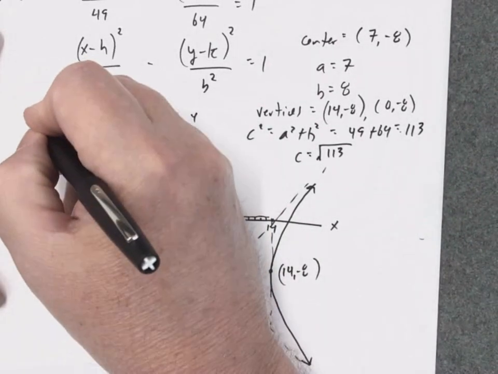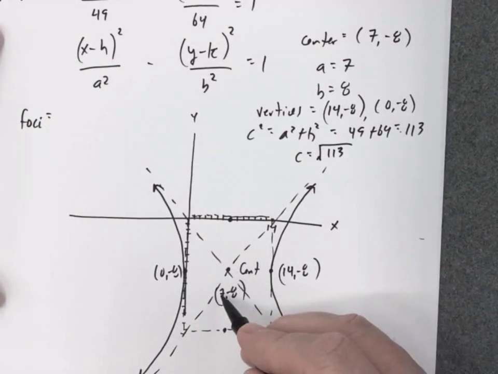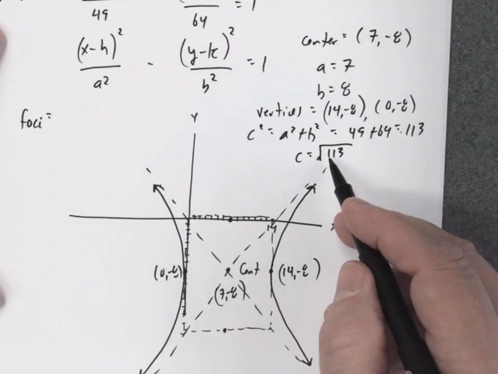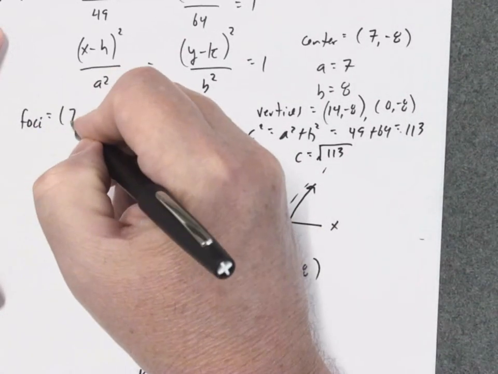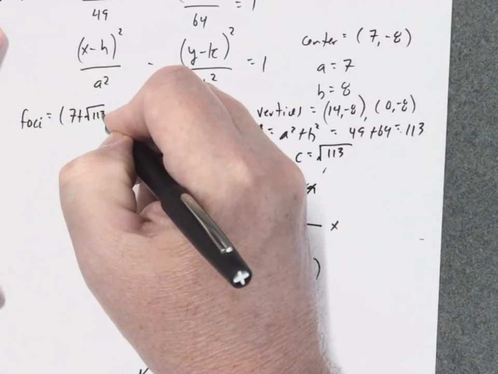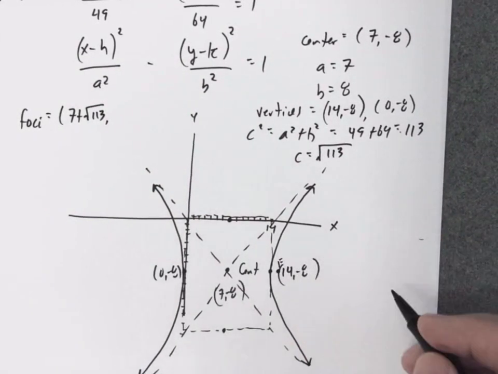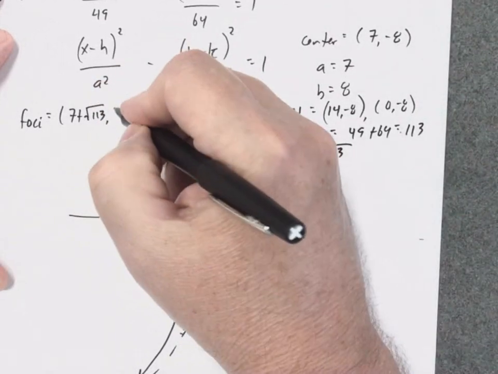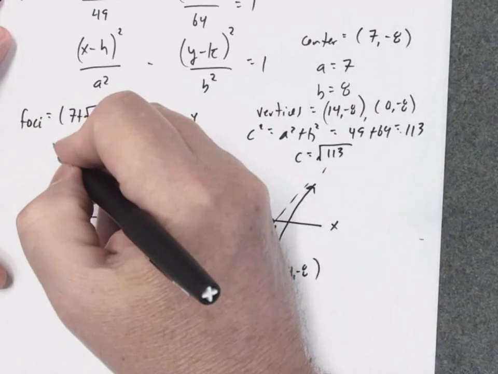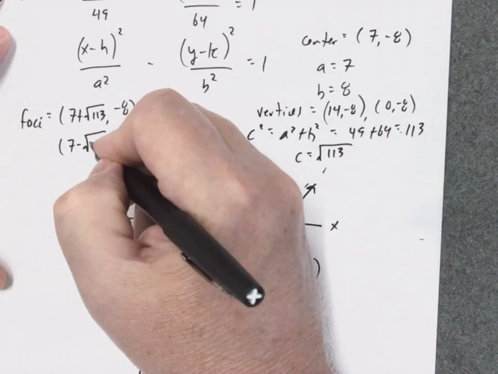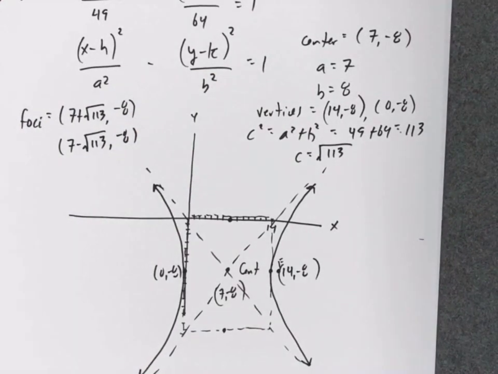And if I want to actually give the coordinates for the foci, what you do is you're starting here with x is 7, and you're adding square root of 113 to move in the positive x direction. So we'd say 7 plus square root of 113. That's the value of x for the foci over here. The value of y doesn't change. Now the other foci do the same thing, except you're going to subtract square root of 113. So that's the equation of the two foci.